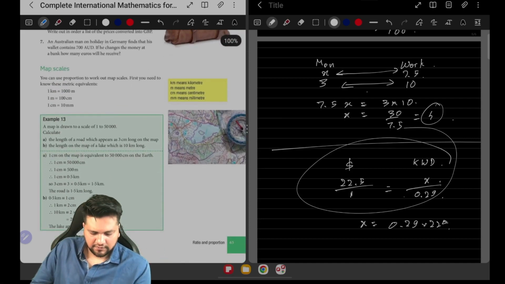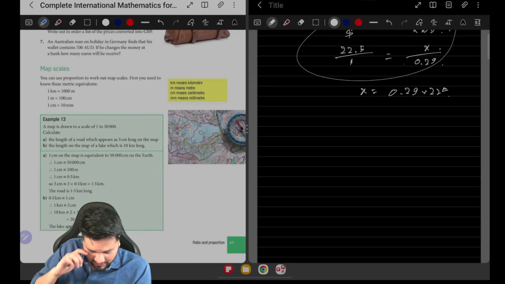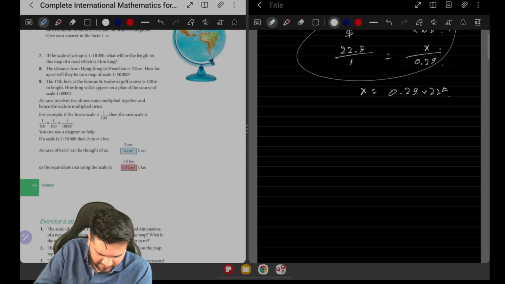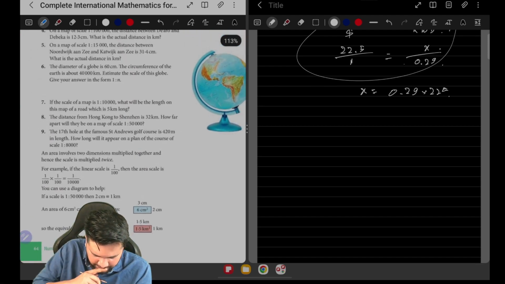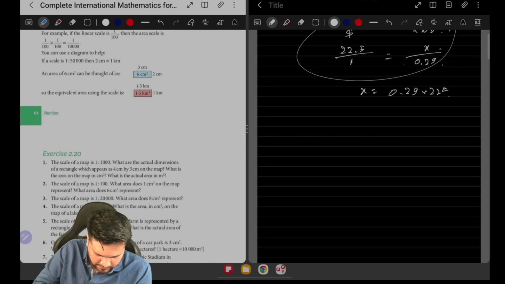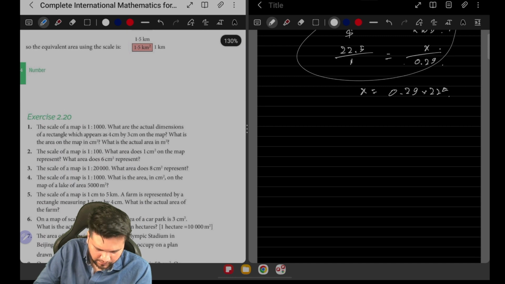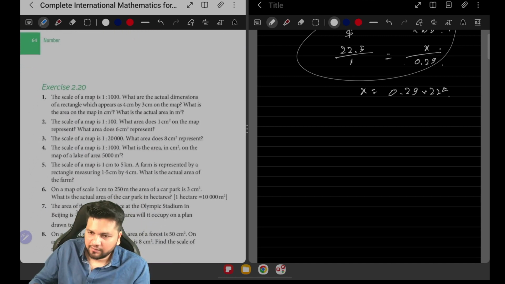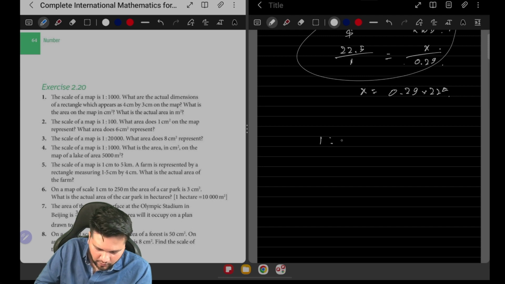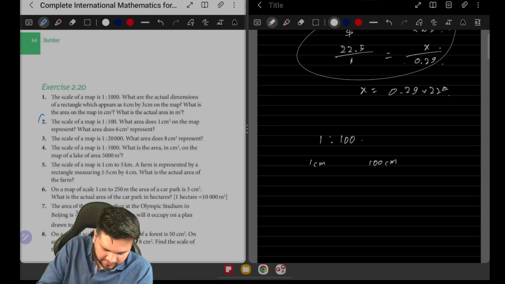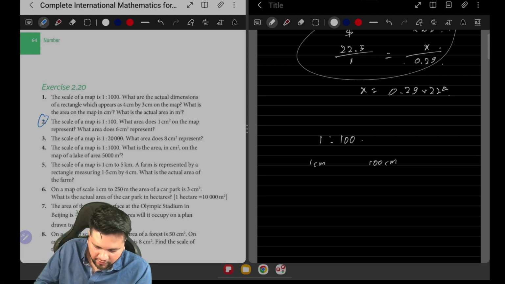Map scale. Okay. So now what about this map scale? Let's take an example. Next is percentage. So just map scale, a very simple thing. So if the map scale is 1:100, if the scaling is 1:100, it's like 1 centimeter on the map is equivalent to 100 centimeter. What does an area of 1 centimeter square on the map represent?